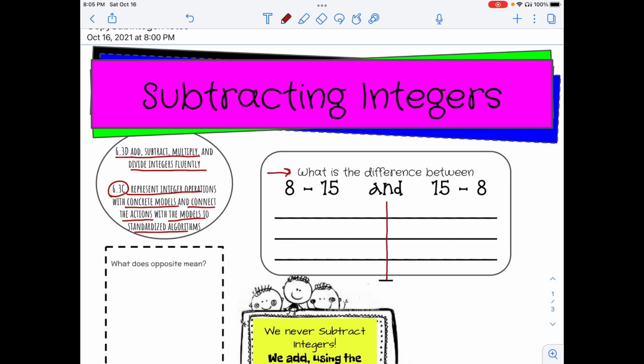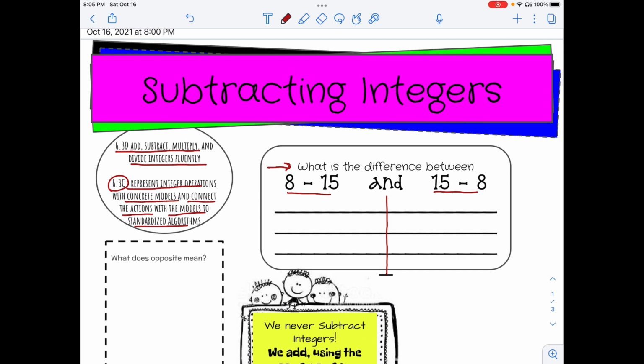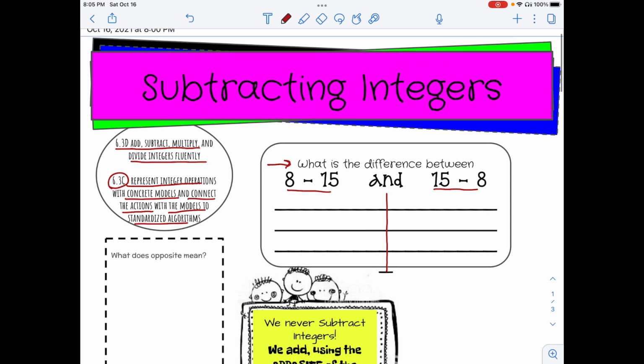What is the difference between 8 minus 15 and 15 minus 8? Well, the difference from 8 minus 15 is, if I had 8 apples and I owe you 15, that means I'm taking more than what I have away. So if I'm taking more than what I have away, I'm not going to have enough. If I owe you 15 apples and I only have 8, I don't have enough to give you, which would mean I still owe you 7.